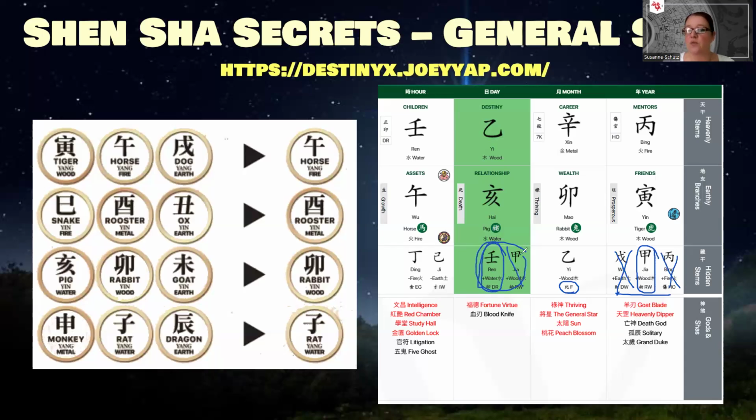Yeah, this one, the one on the right, we don't care about. All right, so these are the ones that you need to look at. The one on top and then the main hidden stem. What sort of 10 gods do you have there?